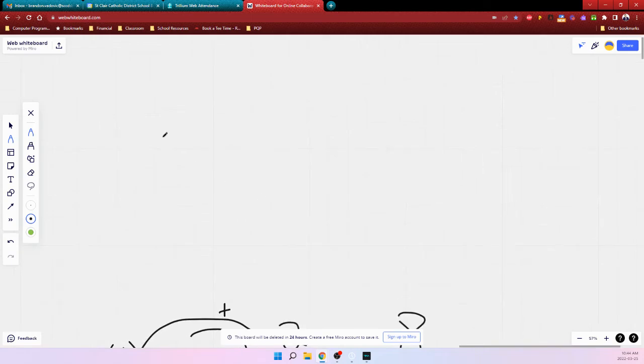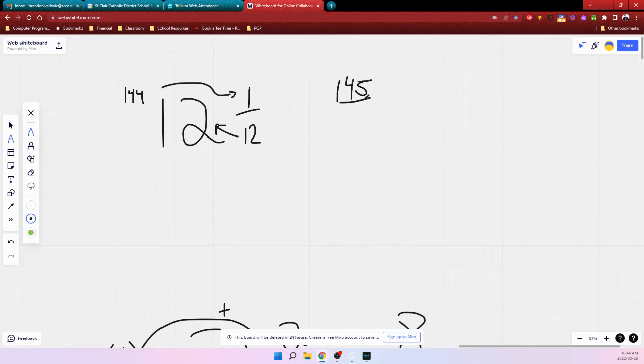So for instance, rather than drawing out, let's say I've got 12 and 1/12. Rather than drawing out 12 wholes with 12 pieces, I can simply take 12 times 12 is 144, plus this one gives me 145 over 12. So that's the first thing we're working on.